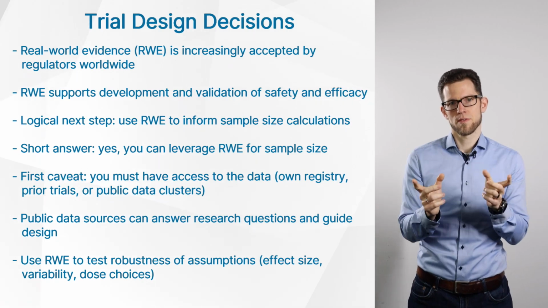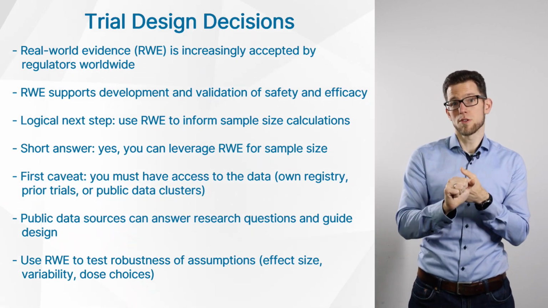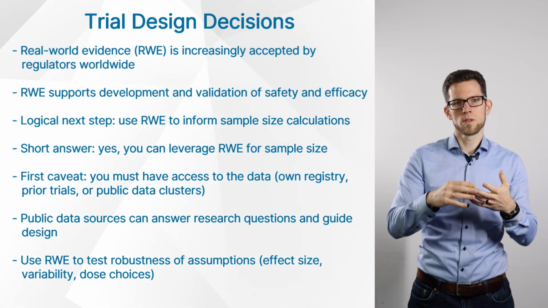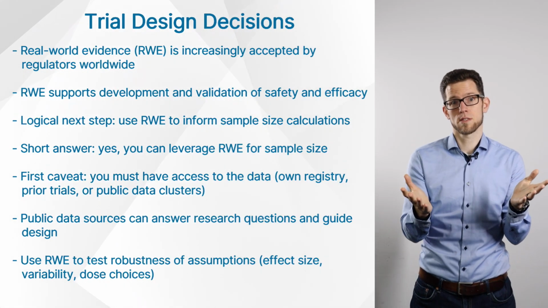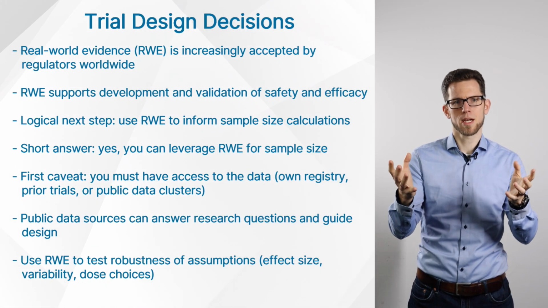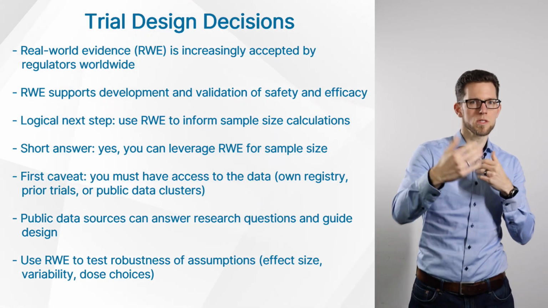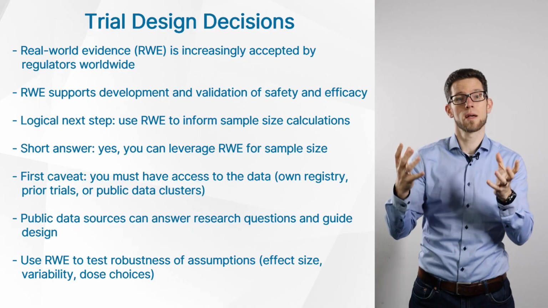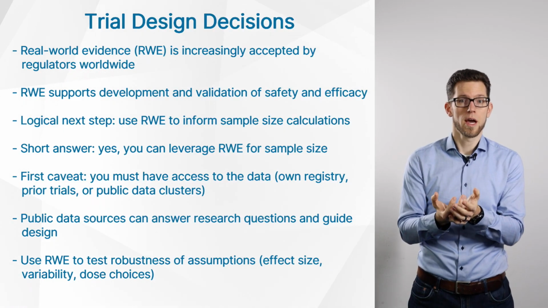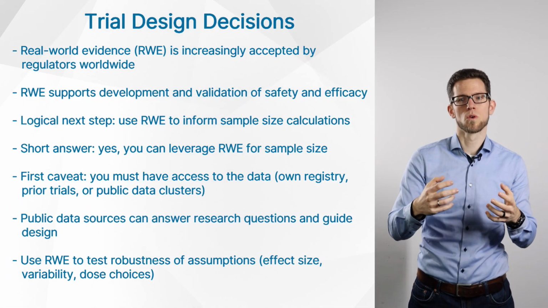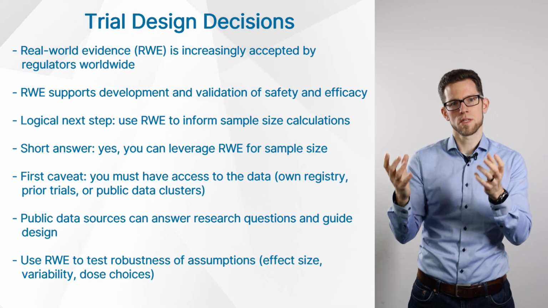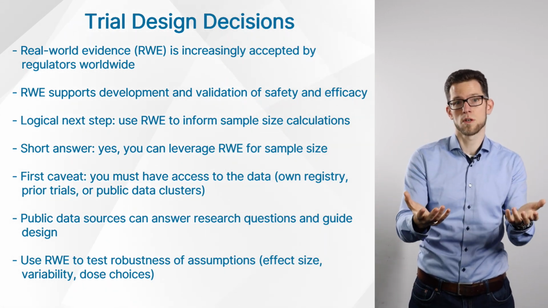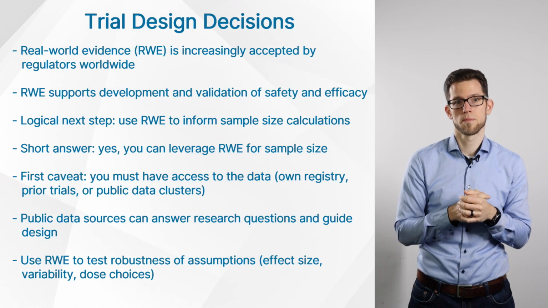Now, there's a few caveats here. First of all, you need to have access to the real-world evidence. Unless it's your own registry or your own data from prior trials, you might not have access to the information. There are some public clusters which allow you to send a research question to them, for them to give you an answer and an overview which could help guide your sample size calculation. And you could make use of those to test the robustness of your assumptions in terms of effect size, variability, or even the doses that you are trying to attempt to use in your trials.